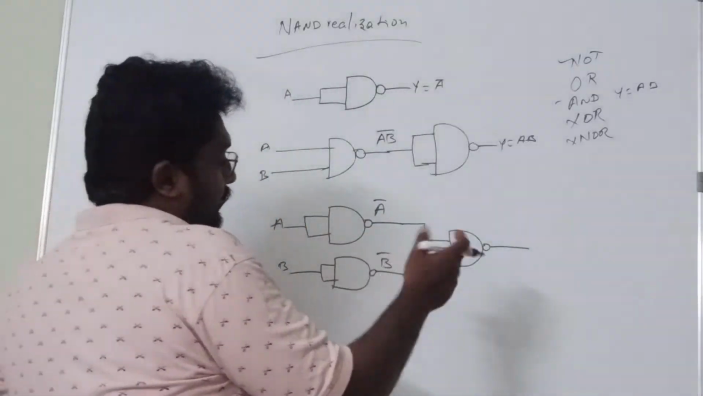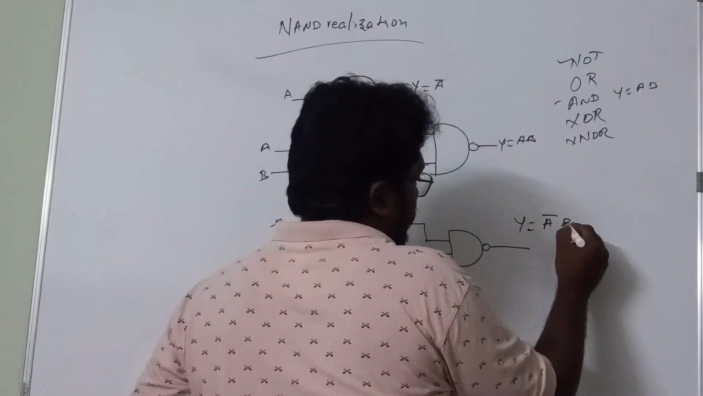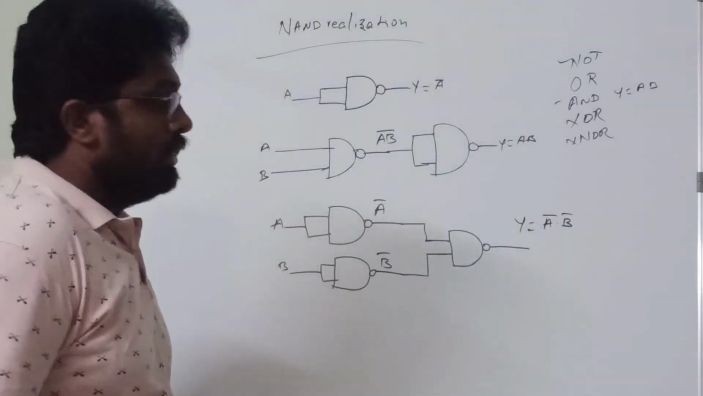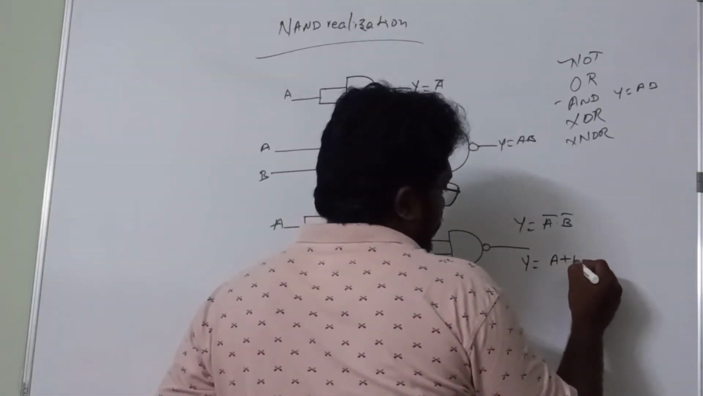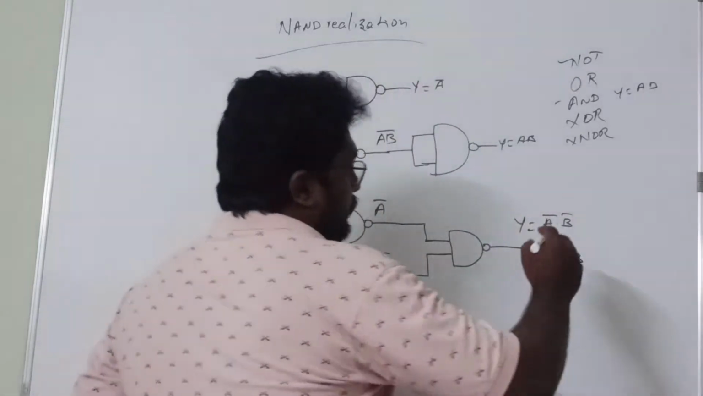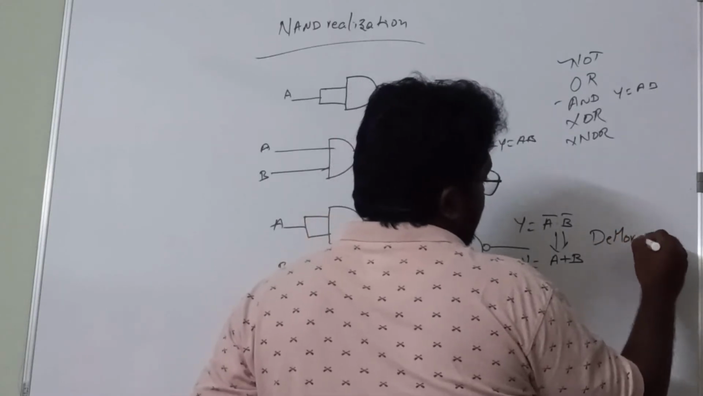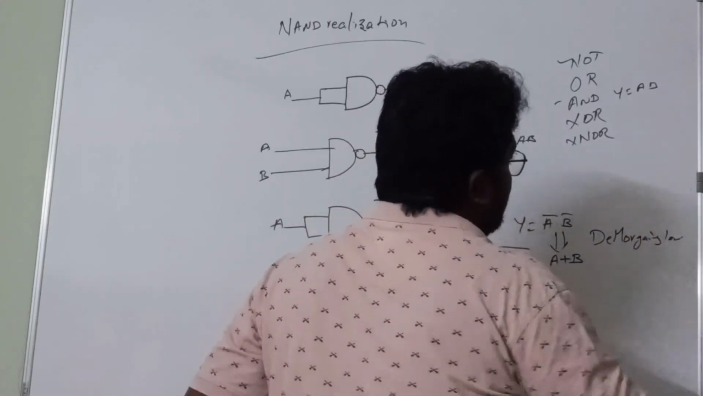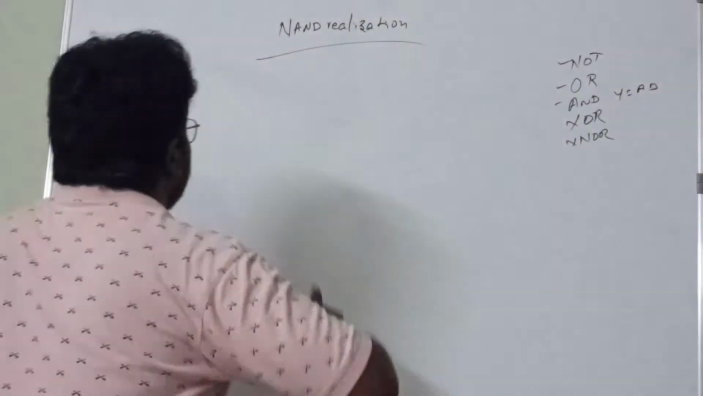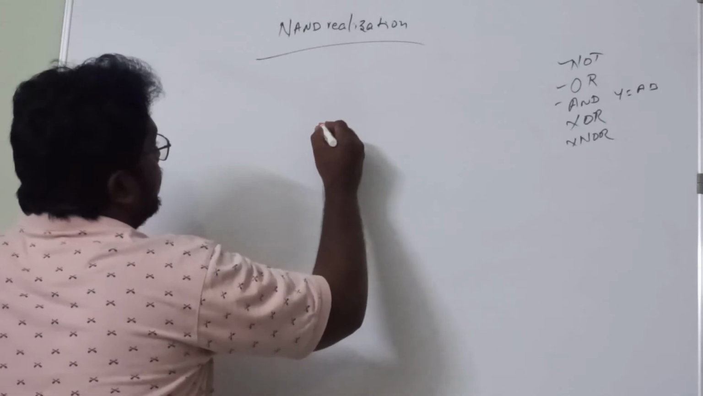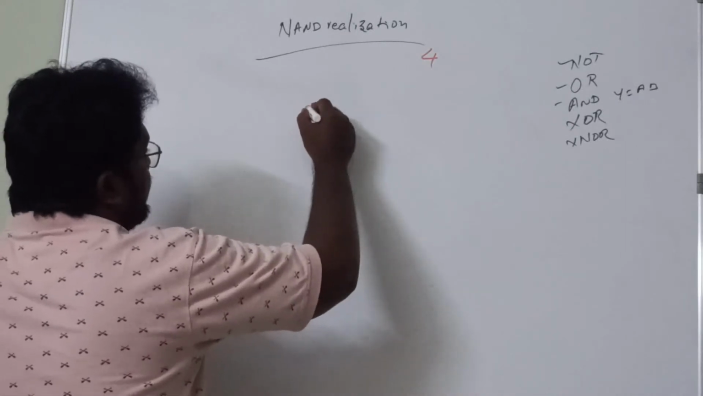So the final output here I am getting is Y is equal to A complement and B complement. So according to De Morgan's law, Y will become A plus B, or A or B. This is according to De Morgan's law. The realization of the XOR gate by using the NAND gates will be like this. So see, 4 NAND gates are required to realize an XOR gate.